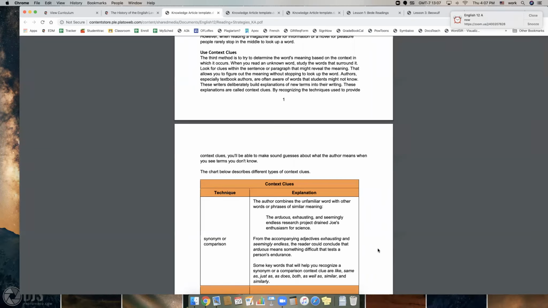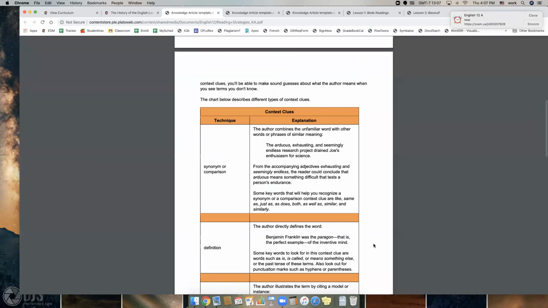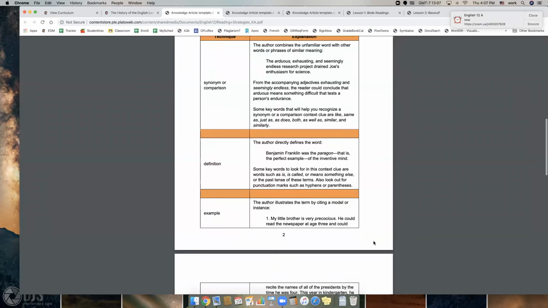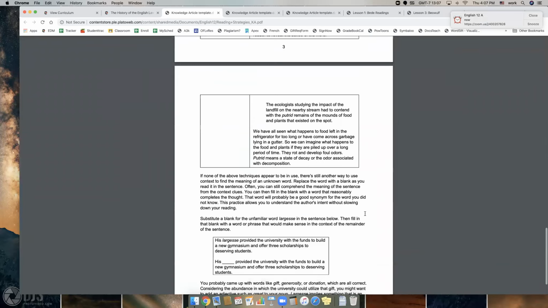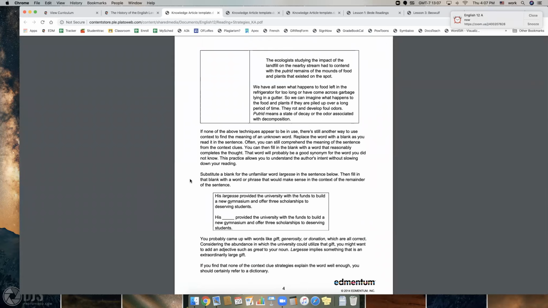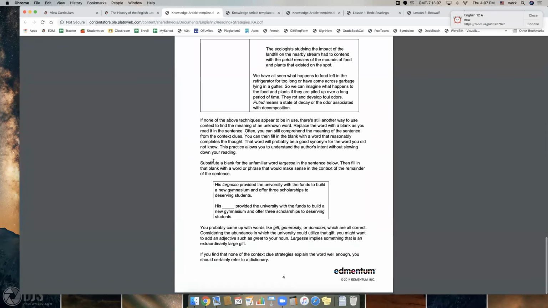If you look at the linked thing, it goes through all sorts of different ways that context clues appear. We have synonym or comparison, definition, example, contrast, experience, and then the idea of substitution. And that's kind of what this goes into. Substitute a blank for the word that you don't know, and then try and think of a word that fits in with that. I do recommend reviewing this, just getting the idea of what's going on down. It can be super useful.